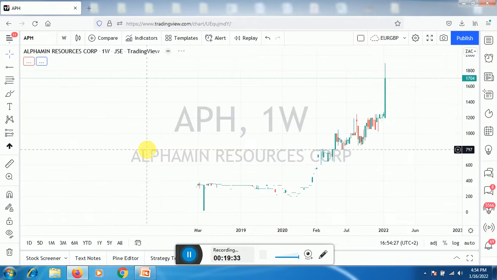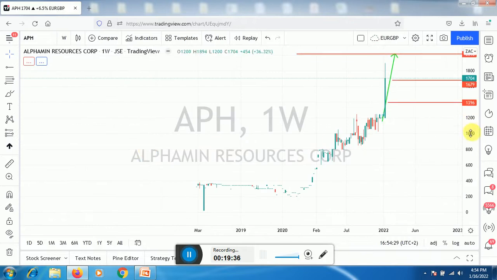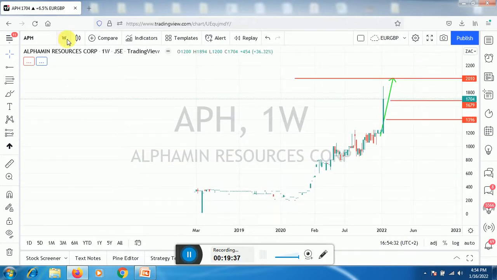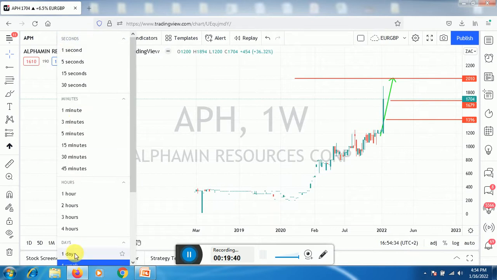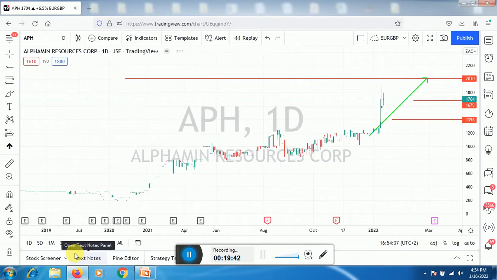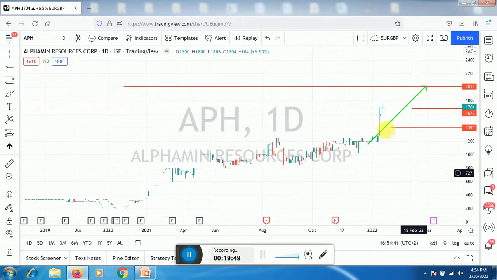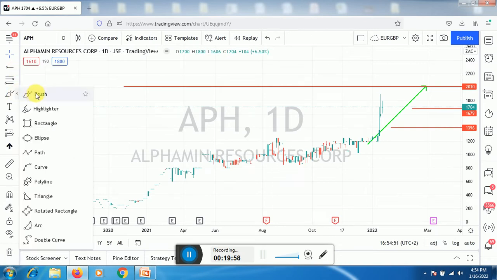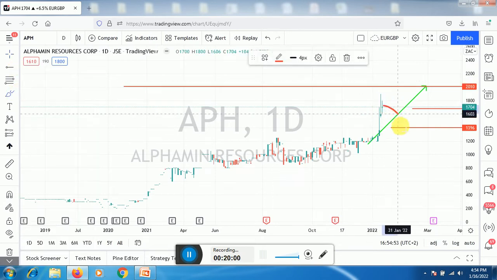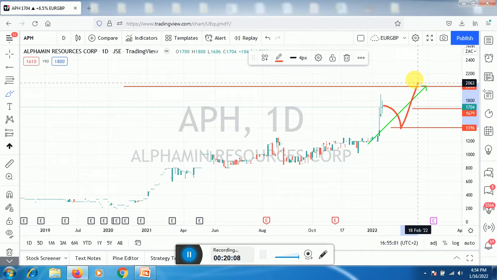So ALPHAMIN, I spoke about this company on our private channel about 2 weeks ago, and it did exactly what we spoke about, and it's a penny stock, and it's now trading at 2 rand a share. So we might actually see this one coming down, maybe to 1 rand 38, and then from 1 rand 38 price might bounce again to move a bit higher.